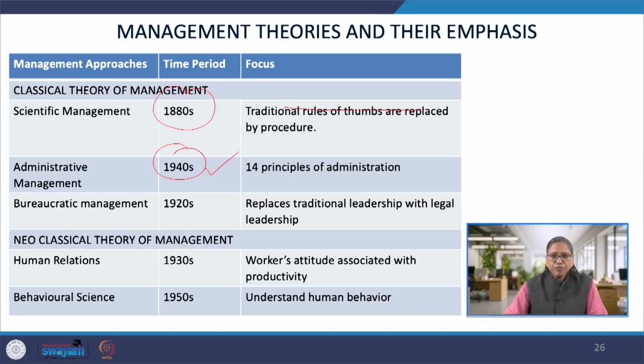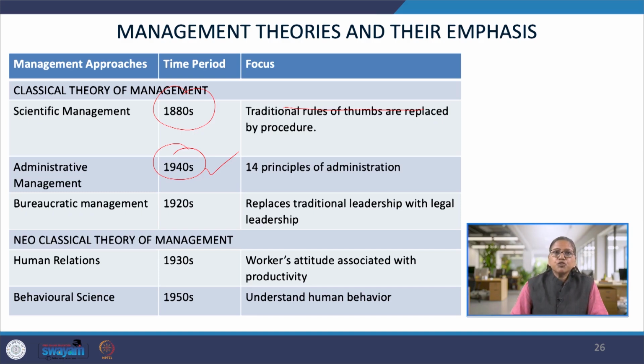The classical theory of management started in the 1880s. Traditional rules of thumb were replaced by procedures developed after careful study of an individual at work. Administrative management focused on functions of management and principles of administration, a concept which was dominant during the 1940s. Bureaucratic management came in the 1920s and replaced traditional leadership with legal leadership. The concept of authority came into the picture.